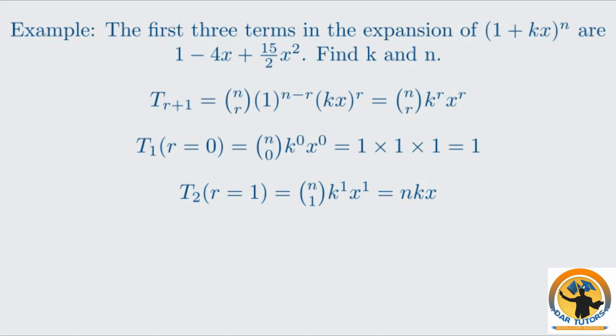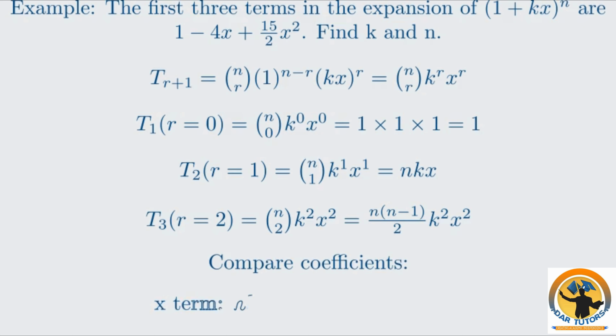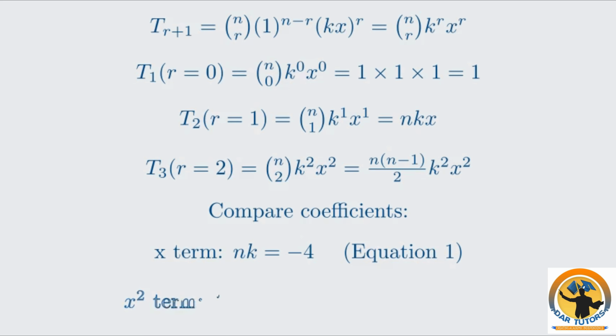For the third term, r = 2. T₃ is n choose 2 times k² times x². We know n choose 2 is n(n−1)/2, so this is n(n−1)k²/2 times x². Now we compare the coefficients of our terms with the given terms. Comparing the x terms, we get our first equation, nk = −4. Comparing the x² terms, we get our second equation, n(n−1)k²/2 = 15/2. We now have a system of two equations with two variables.